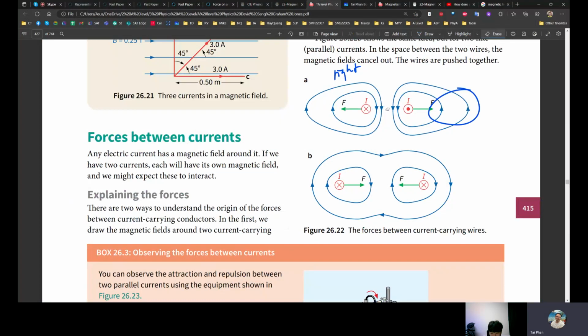And those two magnetic fields interact with each other, just like two magnets. So the two currents can attract or repel each other. When they run in opposite directions like this, this is north, this is south.